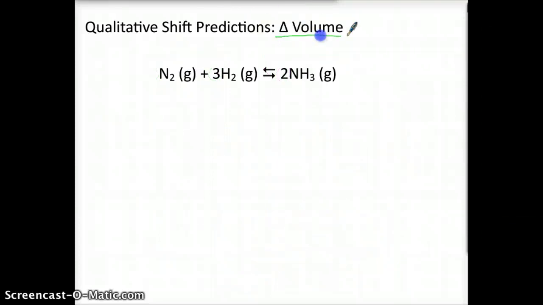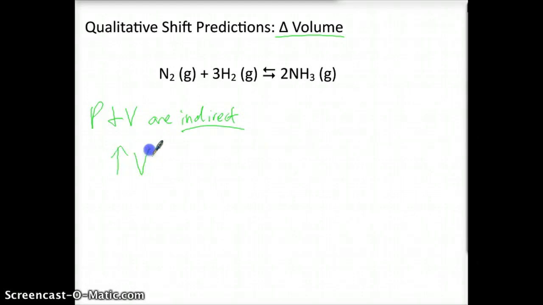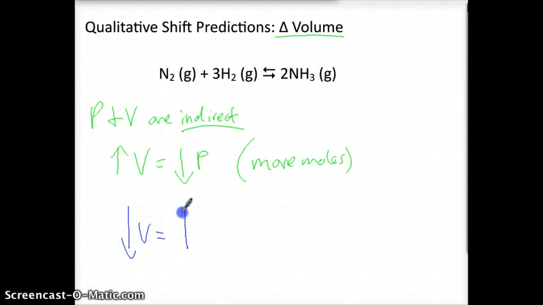Last change, volume. And this one's very similar to the one before, because we know that pressure and volume are indirectly related. So if you increase volume, that's going to lower pressure. And if you lower pressure, it's going to shift to the side with more moles. If you decrease volume and you increase pressure, because they're indirectly related, that's going to shift to the side with fewer moles. So that's the fourth change you need to know.